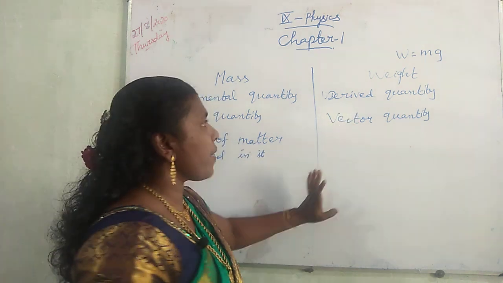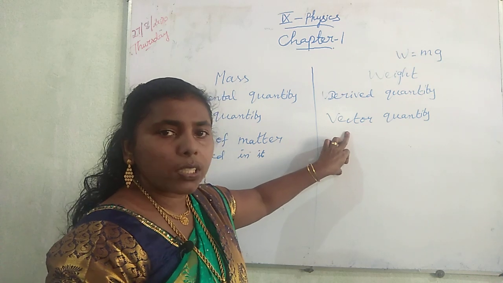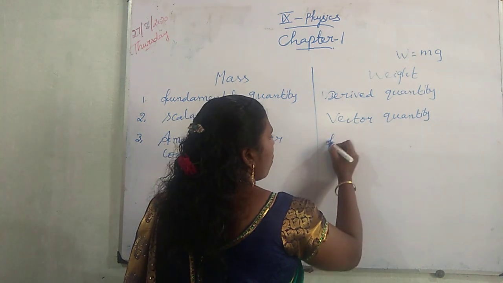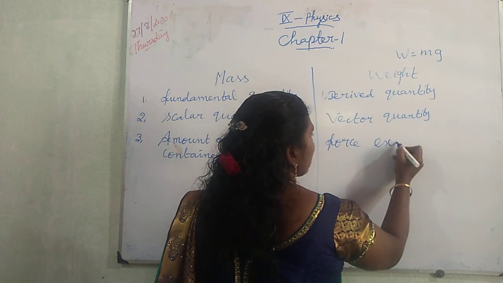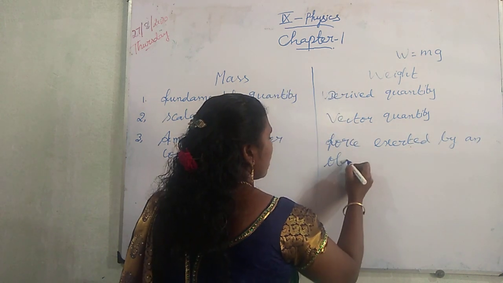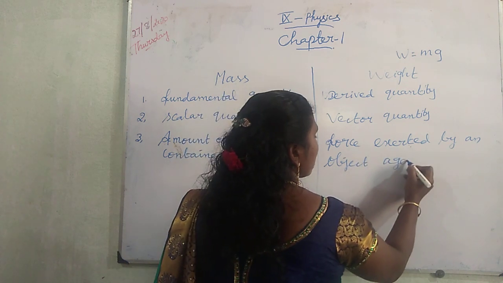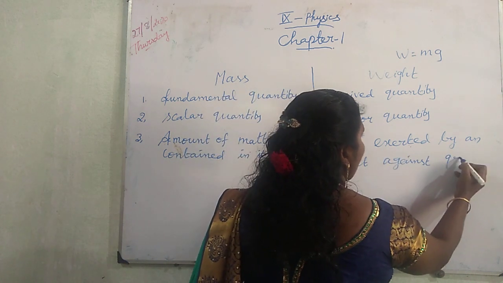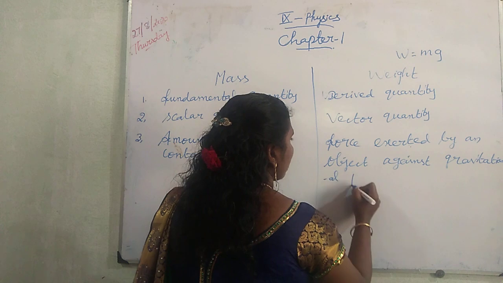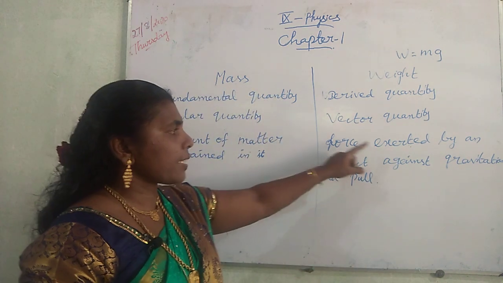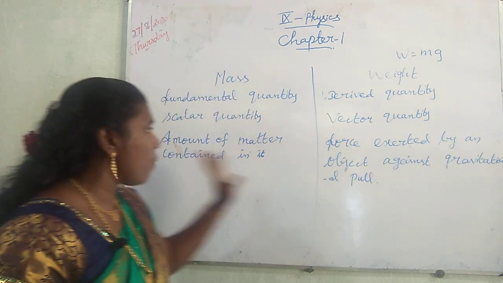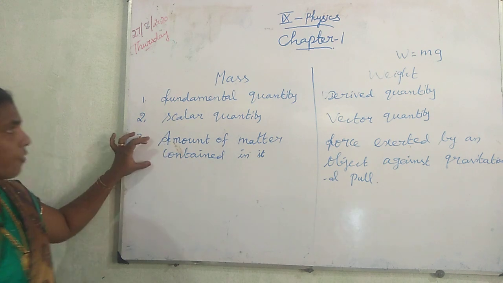Now we can see weight. The definition for weight: the force exerted by an object against the gravitational pull. The force exerted by an object means on the surface of a body against the gravitational pull. That is the definition for weight, and there is the definition for mass.